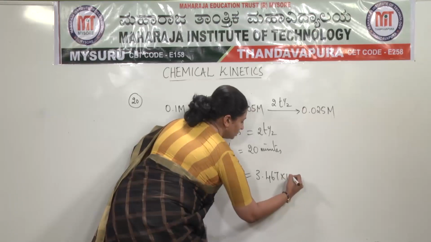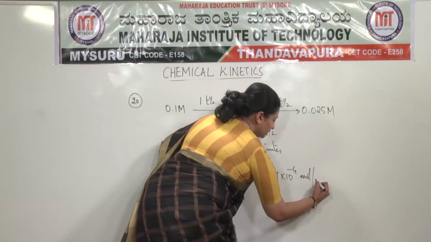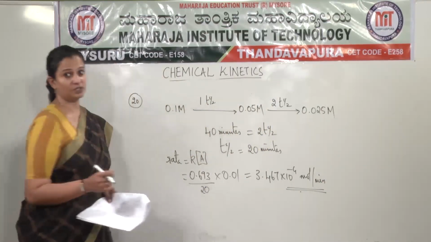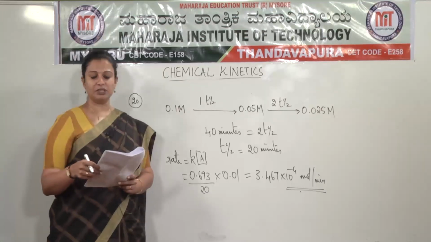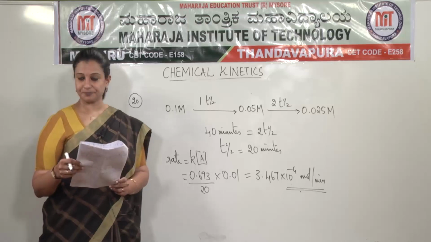3.467 into 10 to the power minus 4. And check out the unit, it will be moles per minute, because this is 20 minutes that we have substituted here. So you will get the answer in moles per minute. Option B.